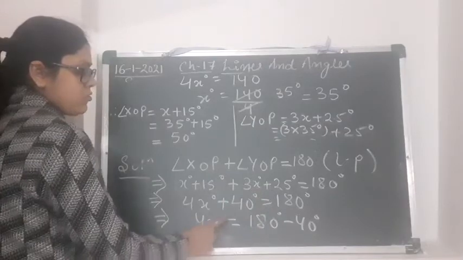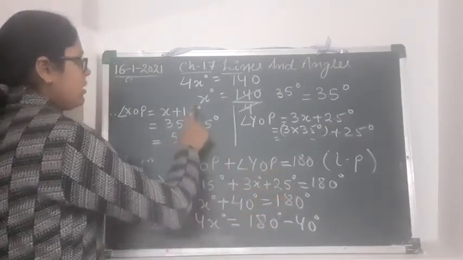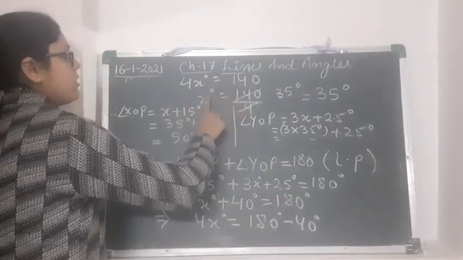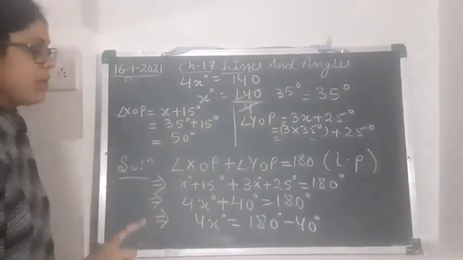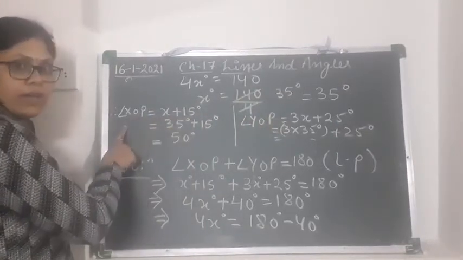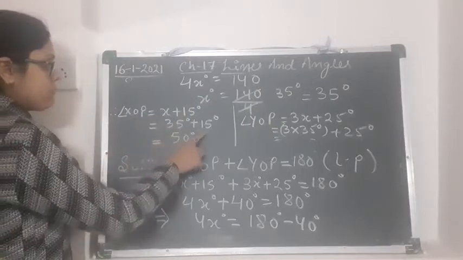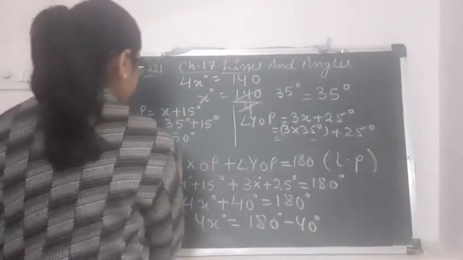Now 4x is equal to, I transpose 40 from left to right. So 180 minus 40, what will come? 140. Then I will take out the value of x. It came as 35 degrees. Now we will put here x plus 15, the value of angle XOP. Put the value 35 plus 15. Now I will solve this.